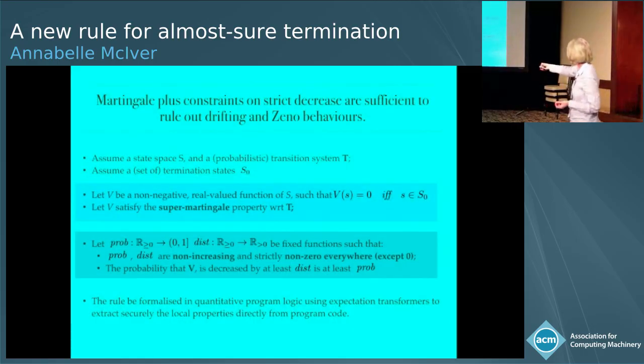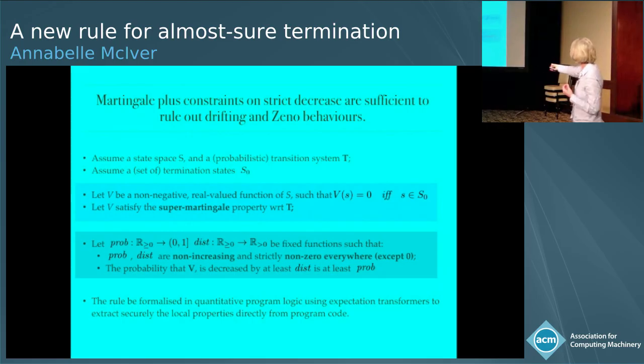So we have two functions, prob, and that is going to be referred to a probability. Dist is going to be referred to the amount of change, the actual change in the super martingale. So these are both functions defined on the non-negative reals. This is a probability, so it's got to be between 0 and 1. This has got to be a non-zero real, because real progress has to be made. So the super martingale has to actually change.